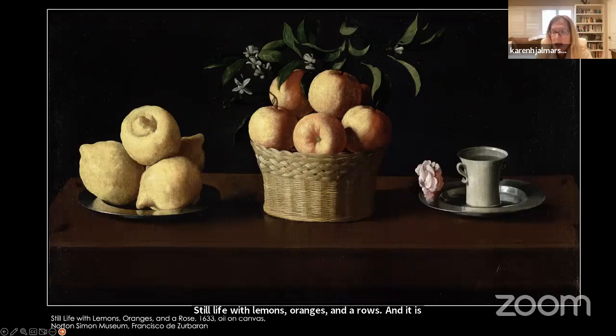I literally love this painting so much. I actually make a pilgrimage a couple times a year to feast on its beauty. So again, he was an artist from Sevilla. Look at the basket. It couldn't be more beautifully rendered.